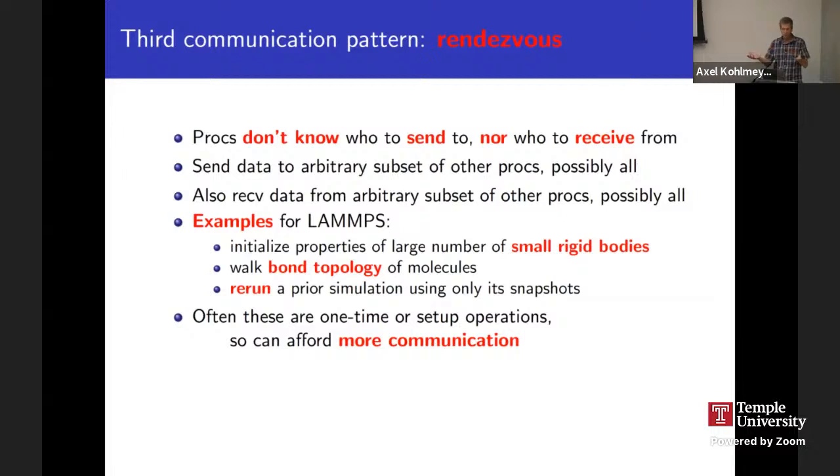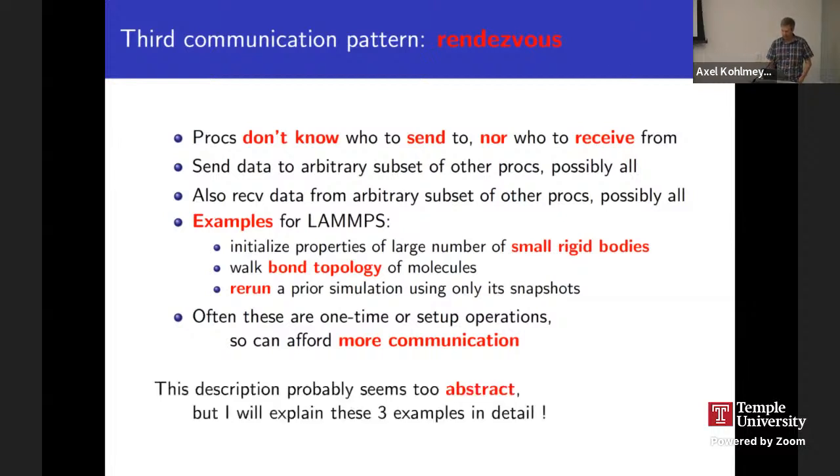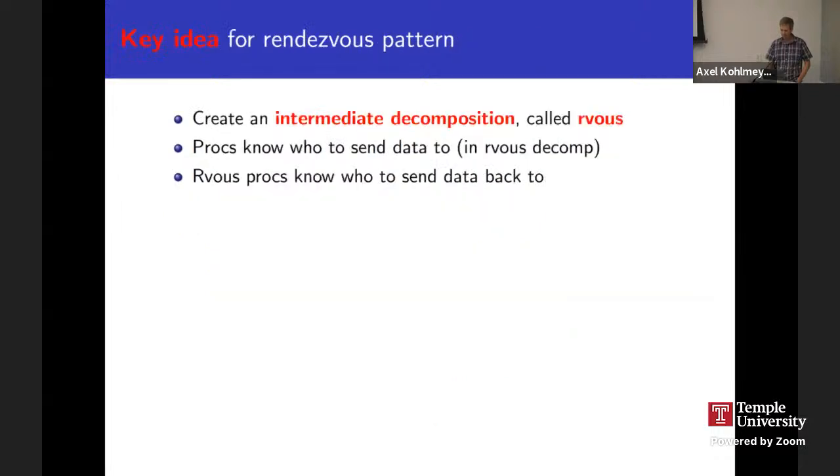So often these are, especially the first two, sort of one-time or setup operations, so we can afford to do more communication. This rendezvous pattern is going to be more expensive than irregular or regular that I just talked about, but we still want to do it efficiently to get things where they need to be as quickly as possible to do the setup for the enumeration. Again, these descriptions probably seem way too abstract, but I hope by the end of the morning you'll have a concrete idea of how these work. And in particular, I'll explain these 3 examples in detail.